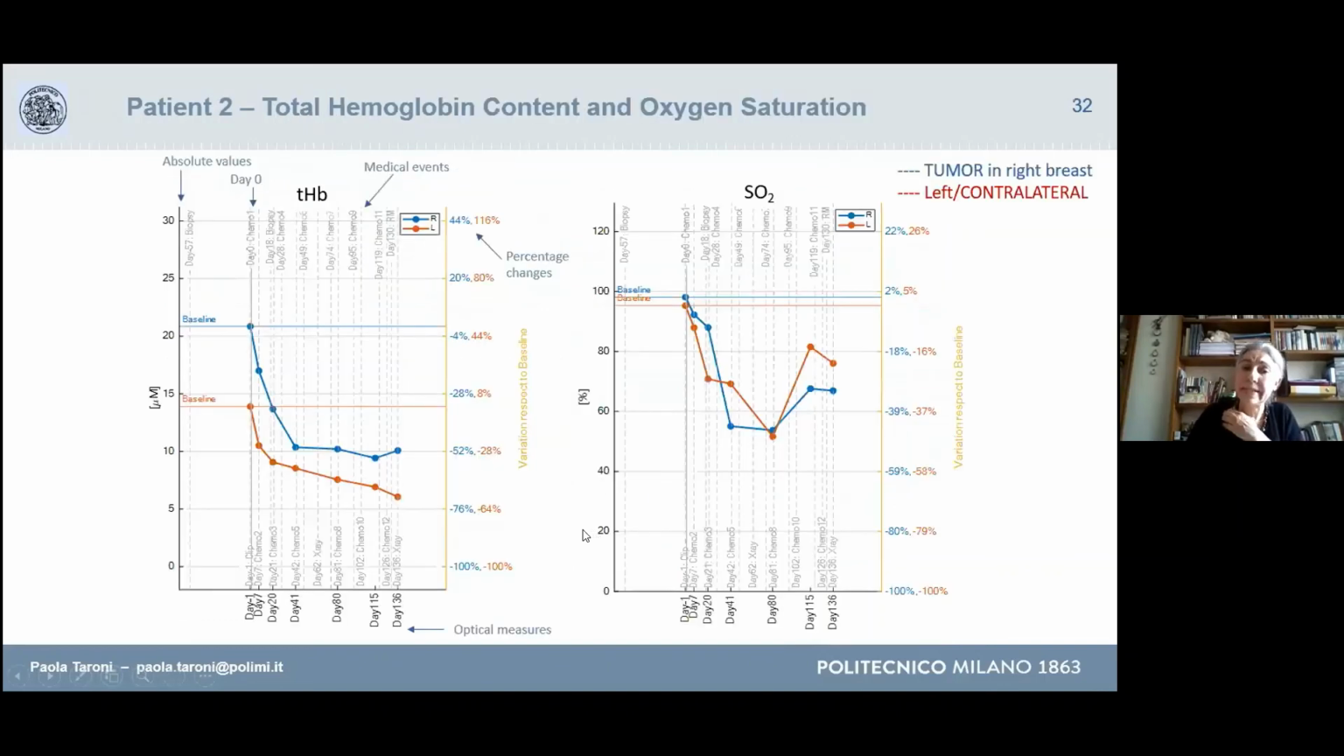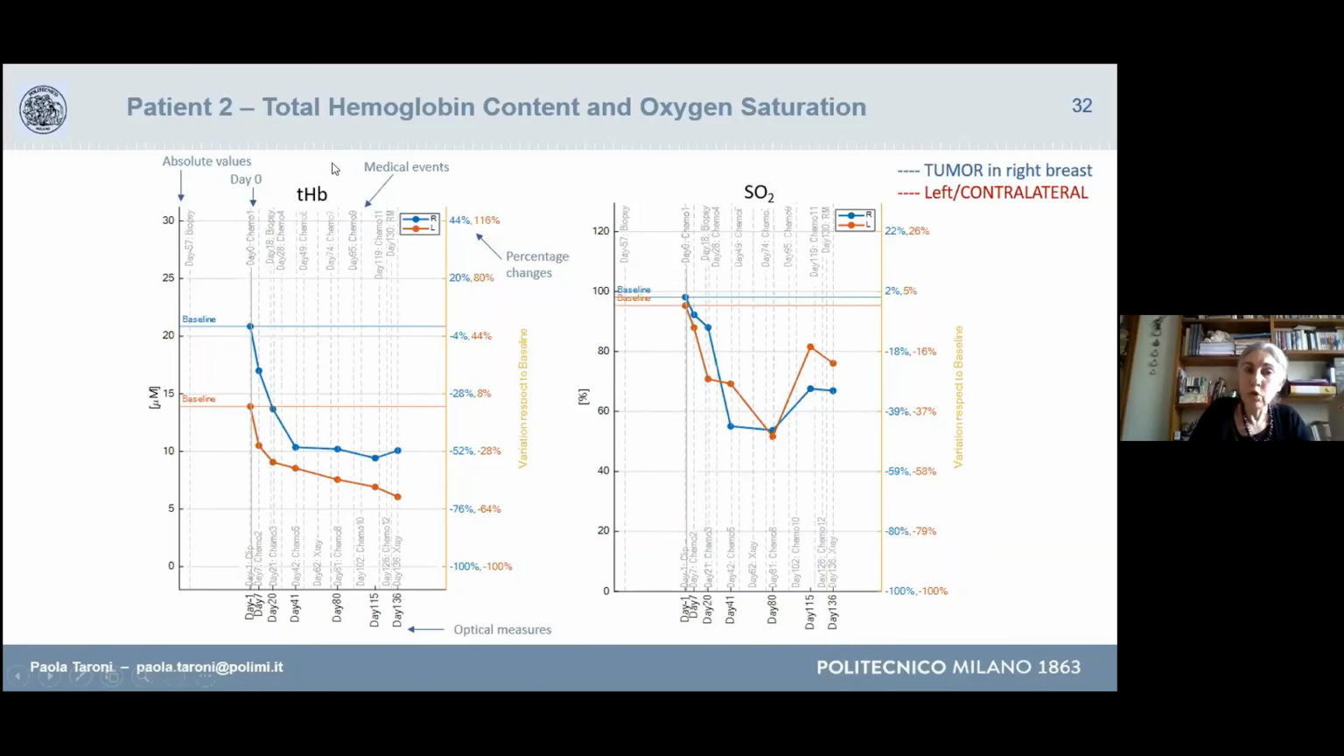And what do we see from an optical point of view? Here you have on the x-axis time, so the optical measurements and the corresponding clinical events, the chemotherapy sessions, on top. And on the y-axis, the concentration of the different tissue constituents that we measure. The lesion was in the right breast in blue, and the contralateral is in red.